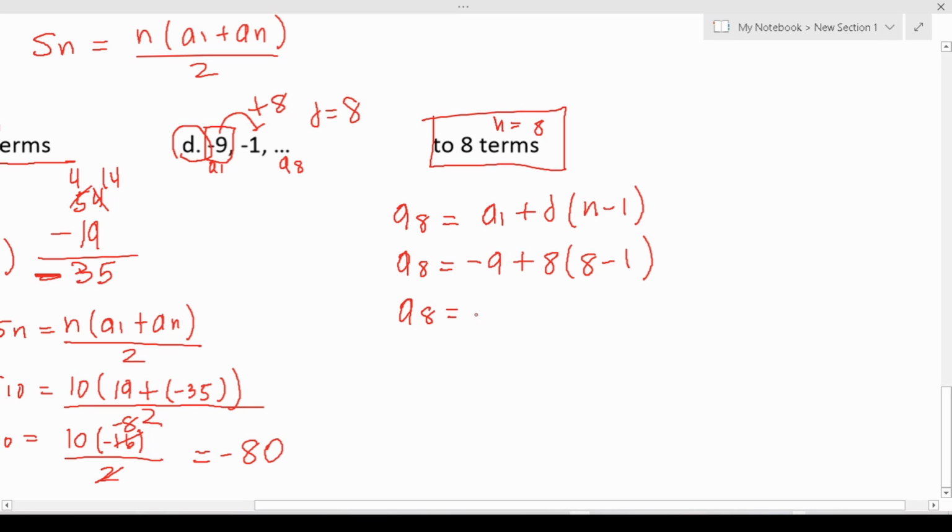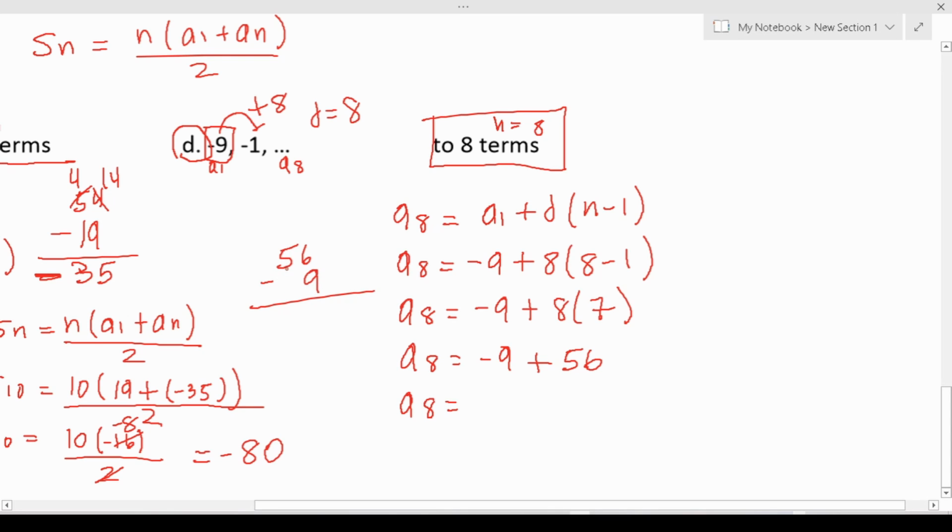Let's go ahead and work this out. This is a sub 8 equals negative 9 plus 8 times 8 minus 1, which is 7. So a sub 8 equals negative 9 plus 8 times 7, which is 56. A sub 8 equals 56 minus 9. If you can't do that in your head, let's do it off to the side. 6 minus 9 we can't do. This becomes 4. This becomes 16. 16 minus 9 is 7. And 4 minus nothing is 4. So a sub 8, in other words, is 47.